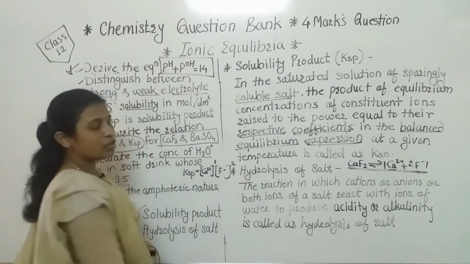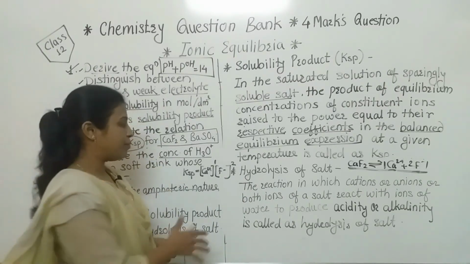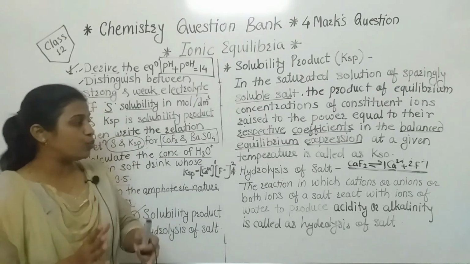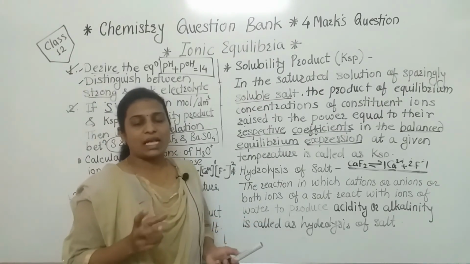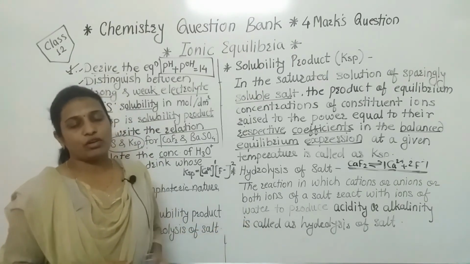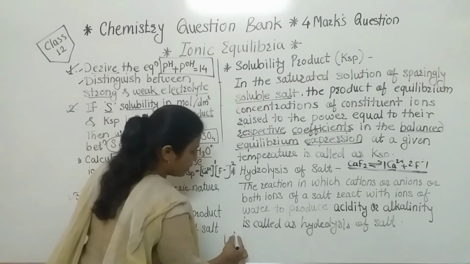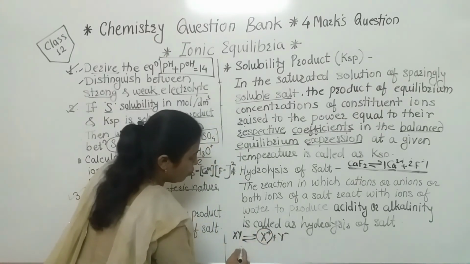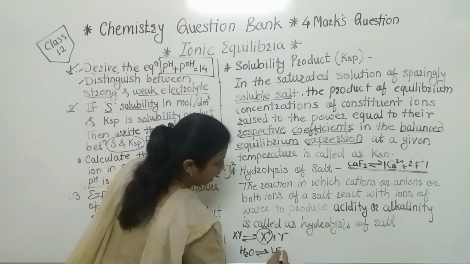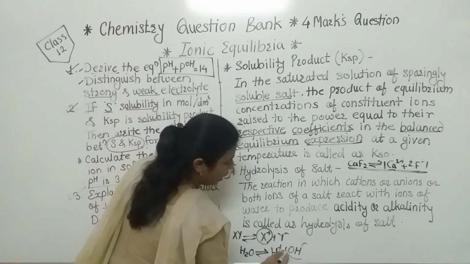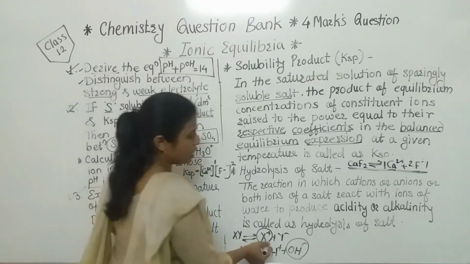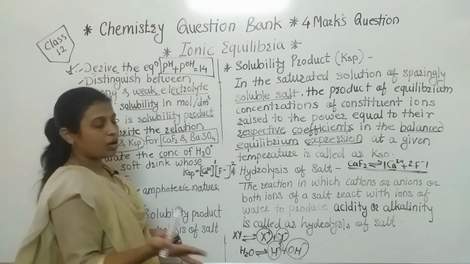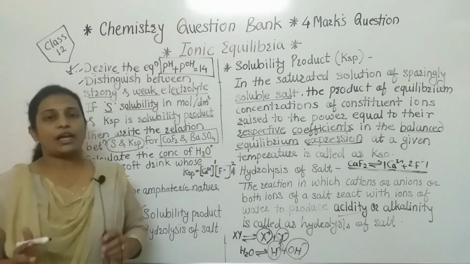The next definition is the hydrolysis of salt. This is a very simple definition. The reaction in which the cation or anion or both ions of a salt react with the ions of water to produce acidity or alkalinity is called the hydrolysis of salt. For example, take any salt XY. It dissociates to form X plus and Y minus. Water molecule dissociates into two ions, H plus and OH minus. If X plus reacts with OH minus, alkalinity will be produced. If Y minus combines with H plus, it will produce acidity, and that is nothing but the hydrolysis of salt.